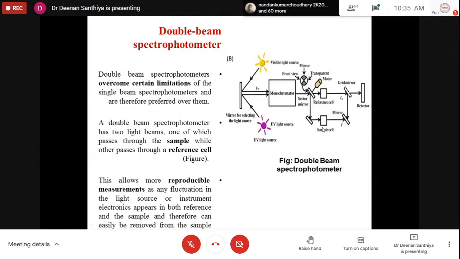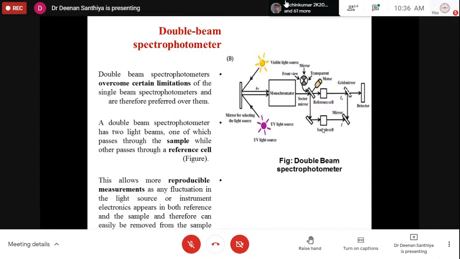Then whatever transmitted beam goes to the mirror is reflected again and goes back to the detector. So this is how the double beam functions. Double beam is a more advanced technique compared to the single beam technique. It reduces the time of analysis. Also, the subtraction of the absorbance of reference and sample is done automatically. So it is automated, very simple, and not time consuming at all. You can do the analysis very fast. This is the advantage of the double beam spectrophotometer.